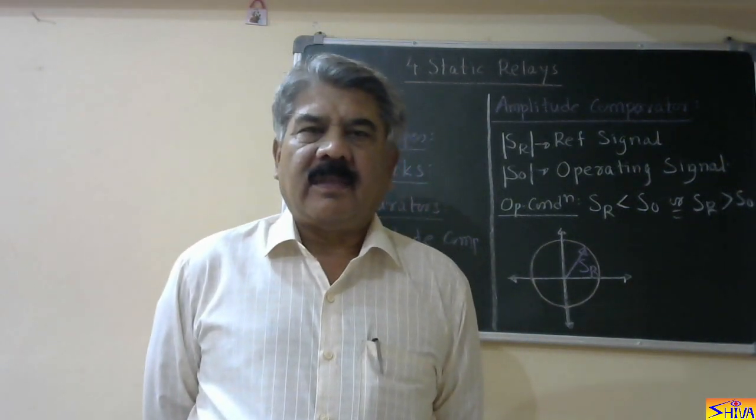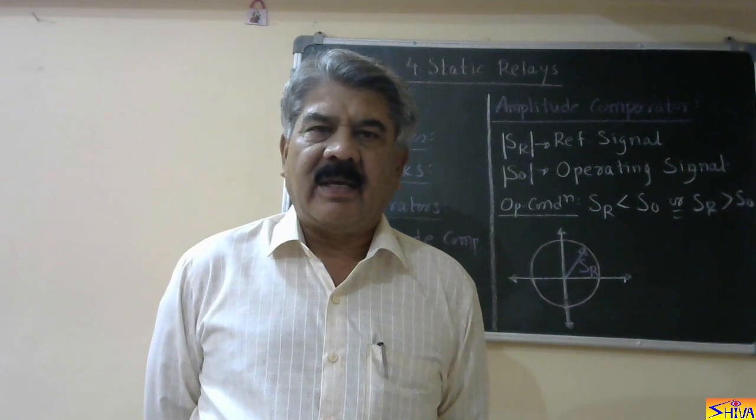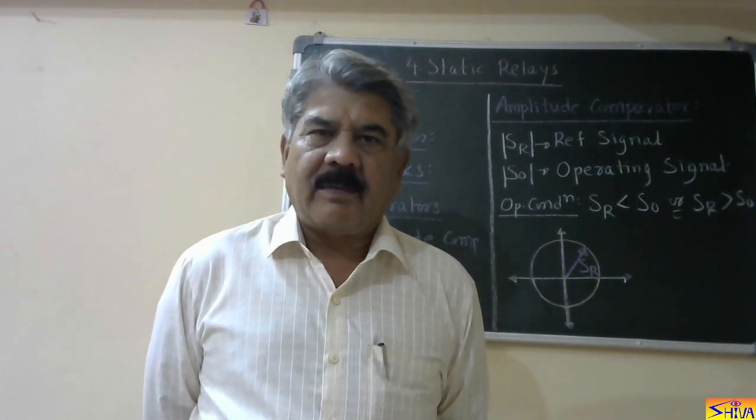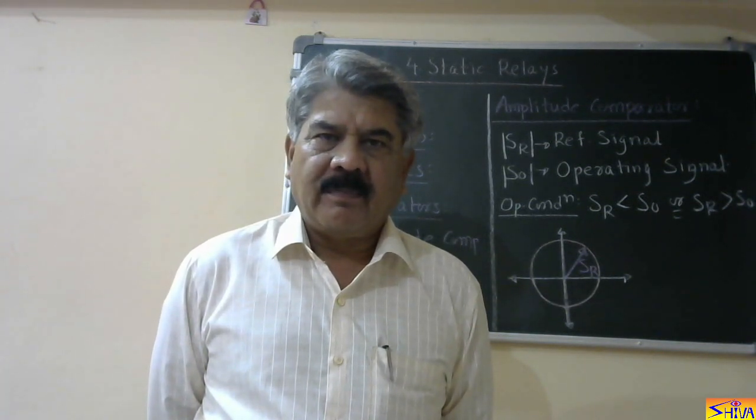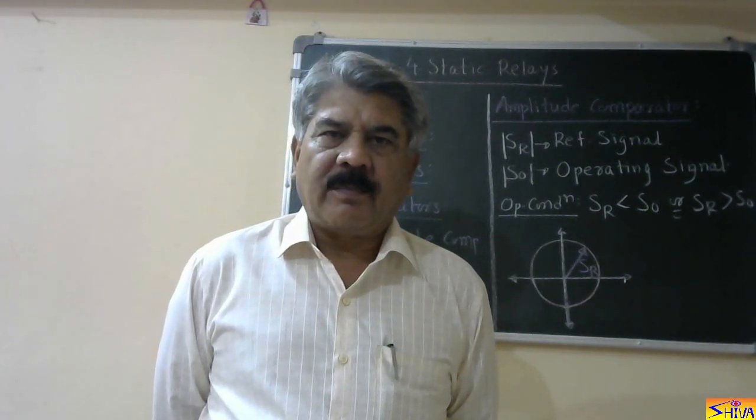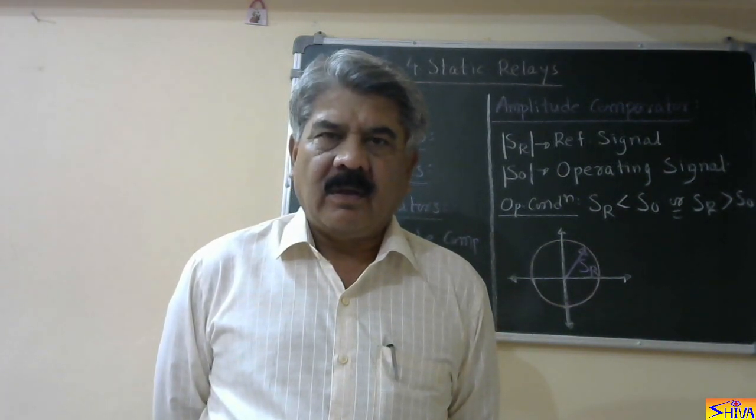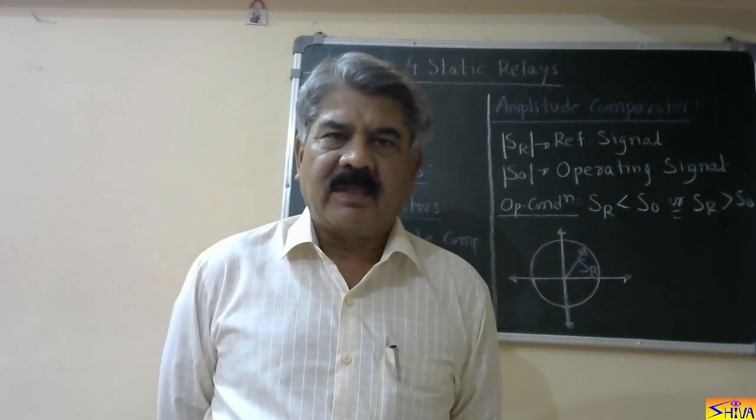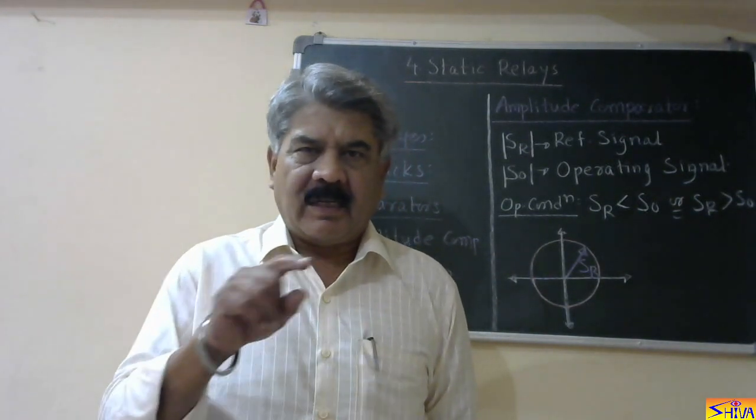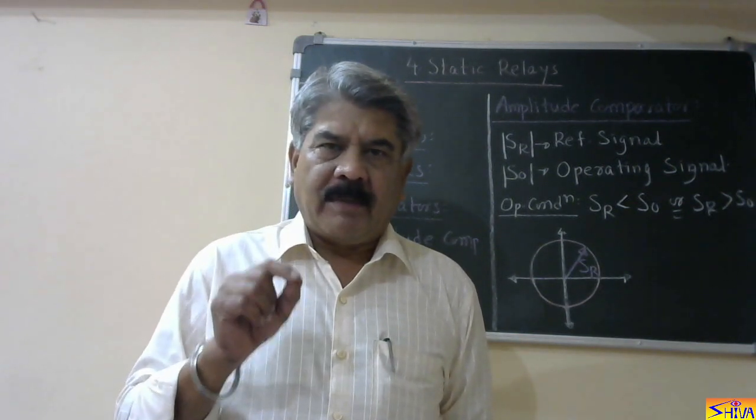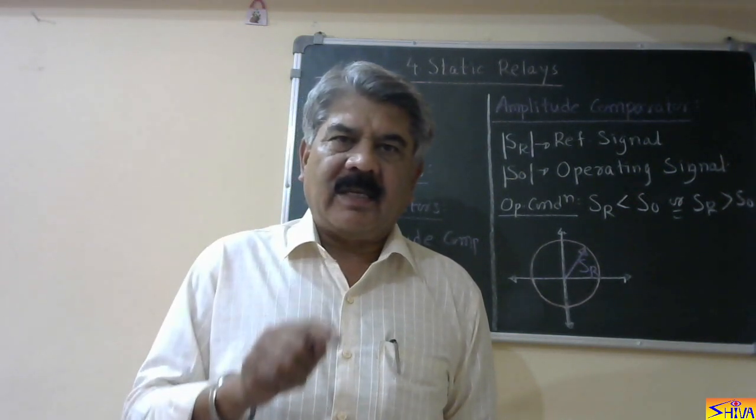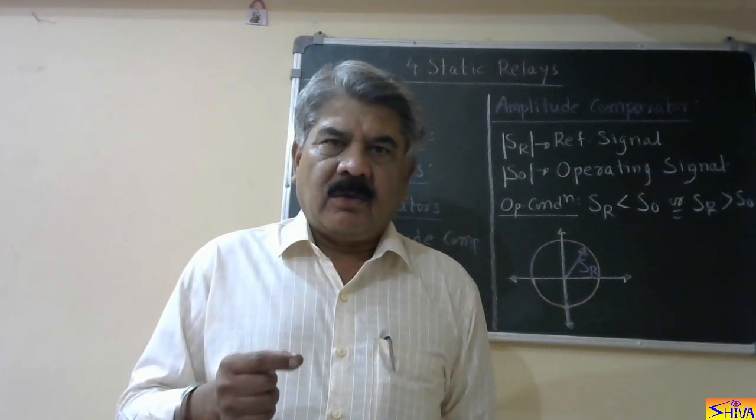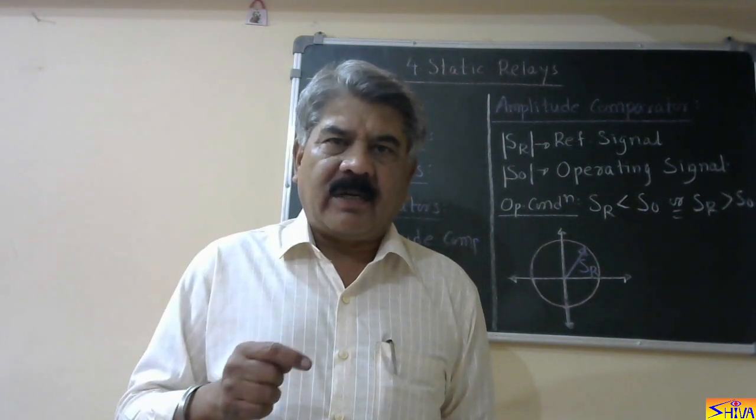The definition is: these are relays which do not have any moving part like an armature or disk in them. The governing response is obtained by electronic circuitry. However, the moving parts are present in the actual tripping circuit only. If you remember the tripping circuit, there is a battery. An important thing is we have to energize the trip coil. This trip coil is energized when the relay contact closes.